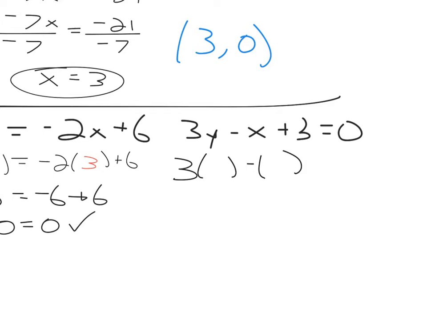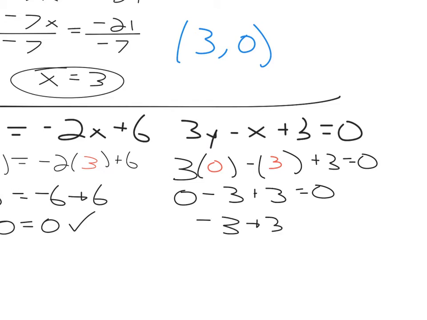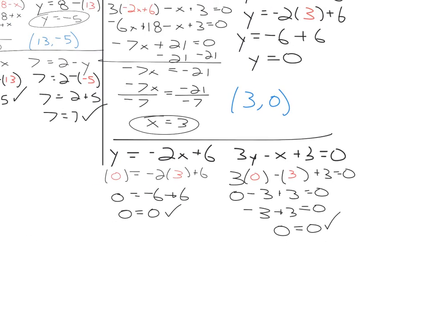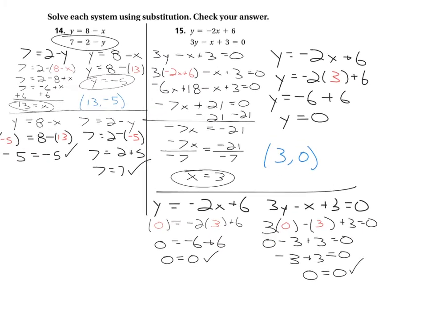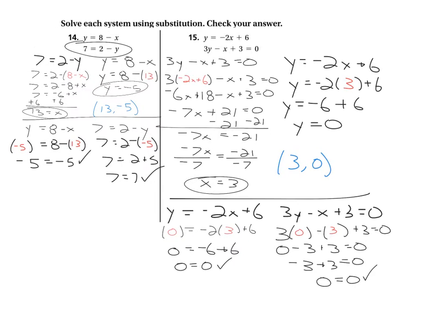Over here, we've got 3 parentheses minus parentheses plus 3 equals 0. And we know that y is equal to 0 and x is equal to 3. So we get 3 times 0, 0, minus 3 plus 3 equals 0. 0 minus 3 is negative 3, plus 3 equals 0, and this is 0 equals 0. Also a check. So our two proofs worked out, and there's all the math.